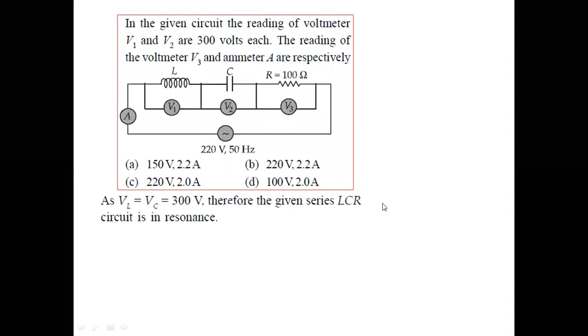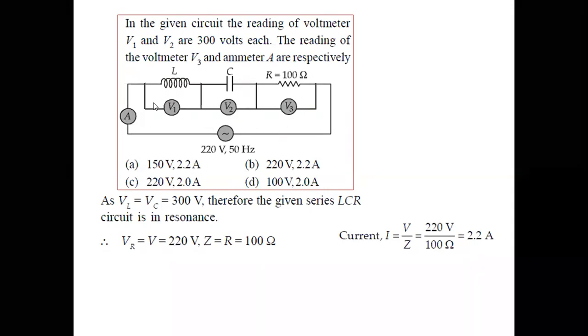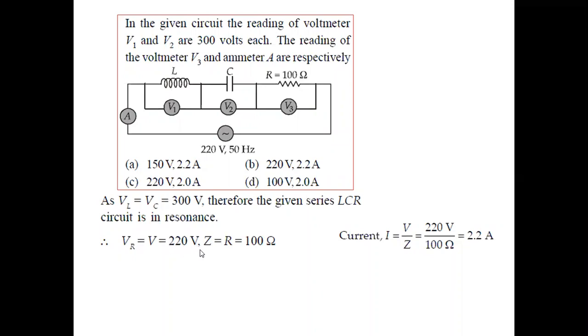Let me go to the mathematics. VL equal to VC equal to 300 volt. Therefore, the given series LCR circuit is in resonance. When it is in resonance, look at the formula. The reading of the voltmeter V3, we will have VR equal to V equal to 220. It means the net voltage 220 is given by V1 plus V2 plus V3. And since V1 equal to V2, they are going to nullify each other. Hence, the voltage across R, called V3, is going to be VR, which is equal to 220 volt.